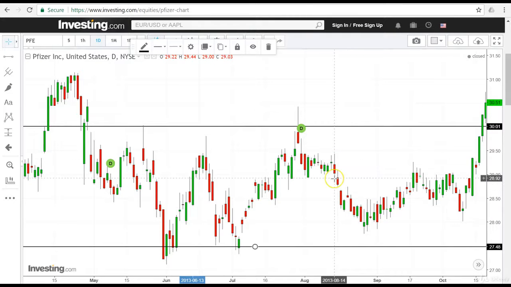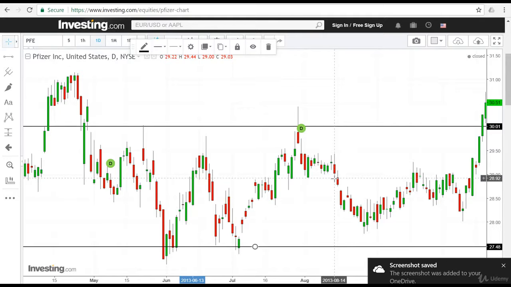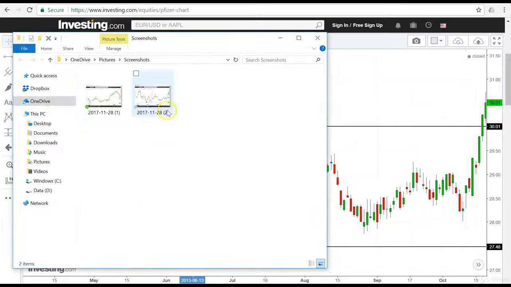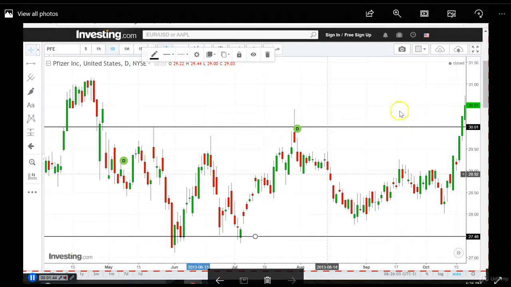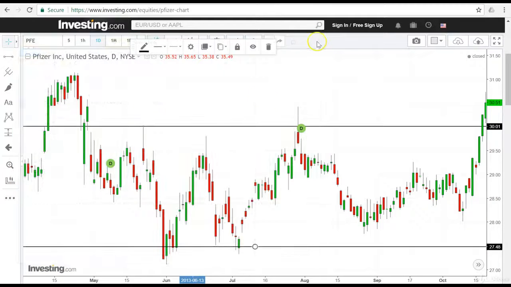Now while we're at it, let's try to take a screenshot. If you have Dropbox installed on your computer, you can just press the print screen button and a screenshot will be taken. You click on this, it'll open up the screenshot, and you could just forward this or post this onto our Q&A section, or you could send it to me and ask a couple of questions.